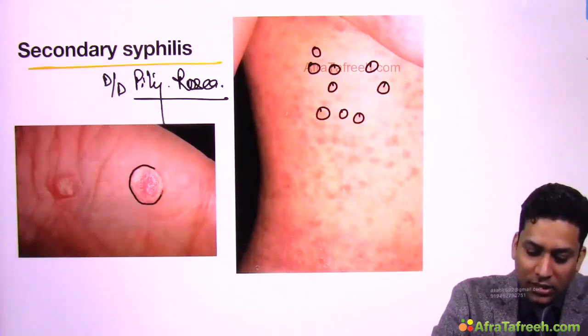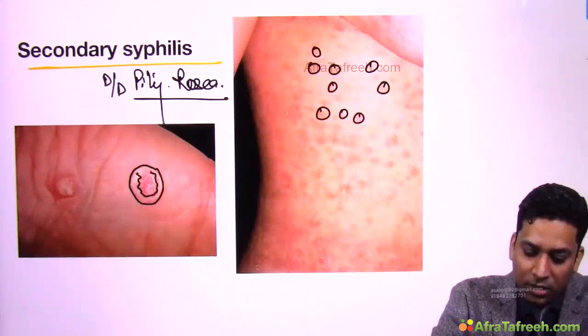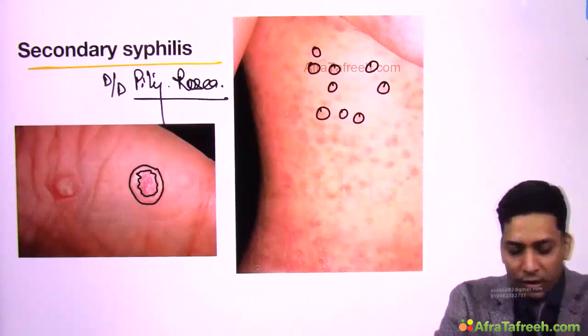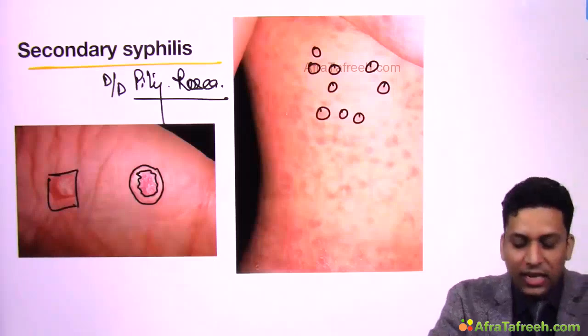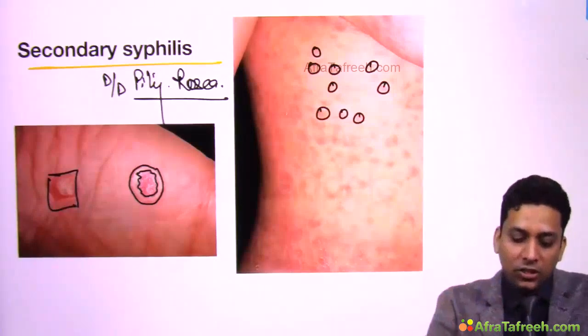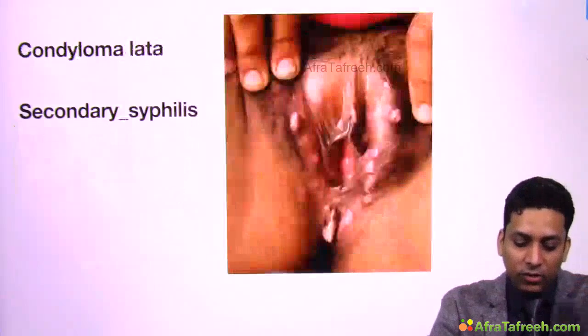Okay, and you can see the scaling which is present here at the periphery. Similarly, peripheral scaling is seen in the lesions of pityriasis rosea also. Here again you can see scaly lesions. So sometimes scaly lesions are also seen. These are known as psoriasiform lesions of secondary syphilis.